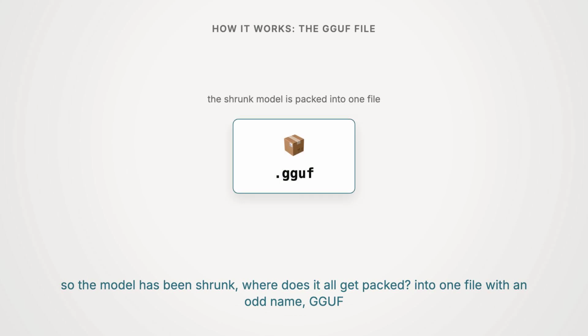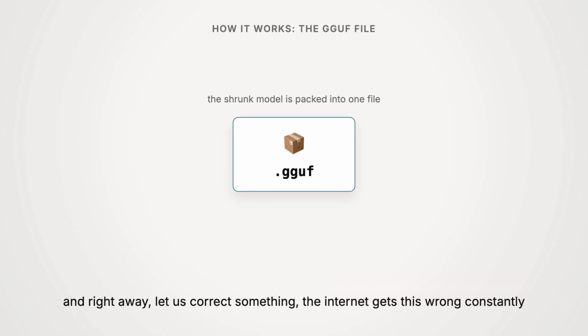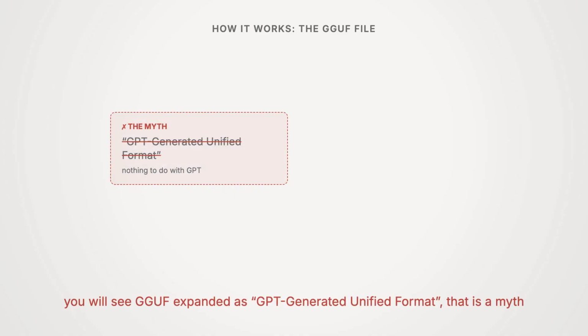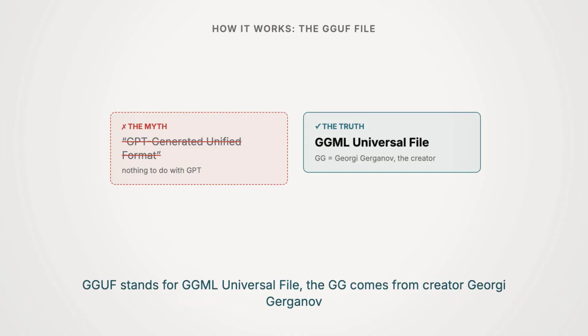So the model has been shrunk. Where does it all get packed? Into a single file format with an odd name, GGUF. And right away, let us correct something because the internet gets this wrong constantly. You will see GGUF expanded as GPT-Generated Unified Format. That is a myth. It has nothing to do with GPT. GGUF stands for GGML Universal File, and the GG comes from the name of the engine's creator, Georgy Jurganov.